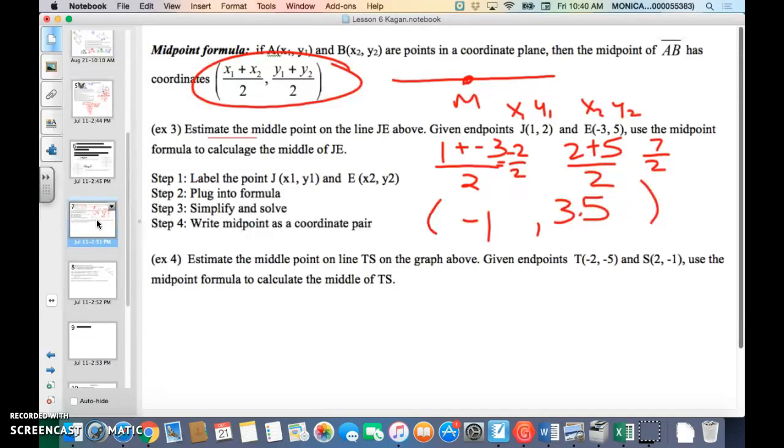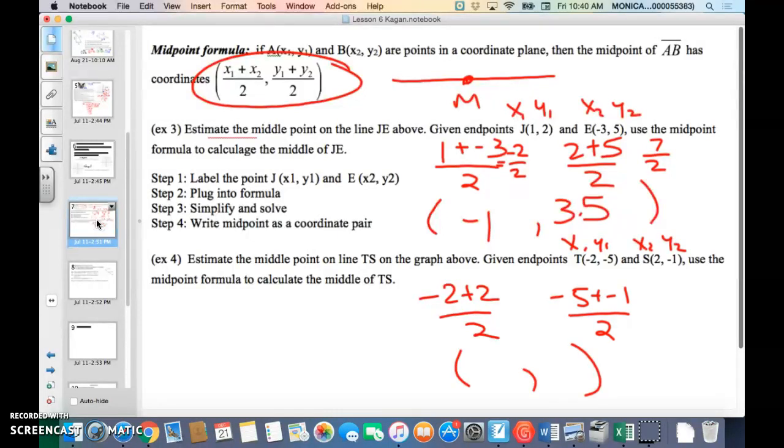So let's look at a second example. Let's look at this line TS. Again, you're going to label your points x1, y1, x2, y2. So it'll be negative 2 plus 2 divided by 2, negative 5 plus negative 1 divided by 2. Your answer is always going to be a coordinate point. This is 0 divided by 2, which is 0. This is negative 6 divided by 2, which is negative 3.